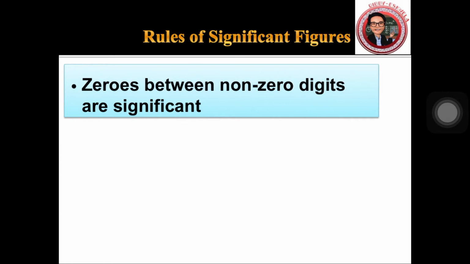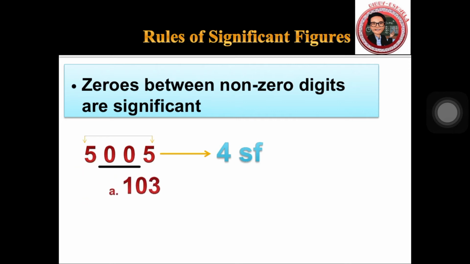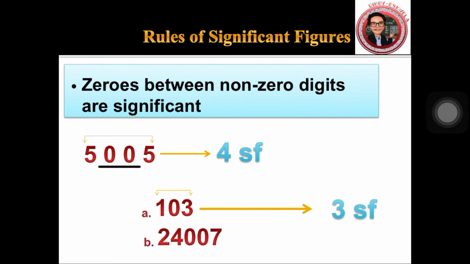Okay, rule number 2. Zeros between non-zero digits are significant. Just take a look at this example, 5005. How many zeros between non-zero digits does it have? Yes, it has 2. And since they're found between non-zero digits, then they're significant. Plus, the other 2 significant digits, giving us 4 significant figures or 4 SF. How about for letter A? Yes, it has 3 significant figures or 3 SF. And for letter B, okay, we have 5 SF or 5 significant figures for that.